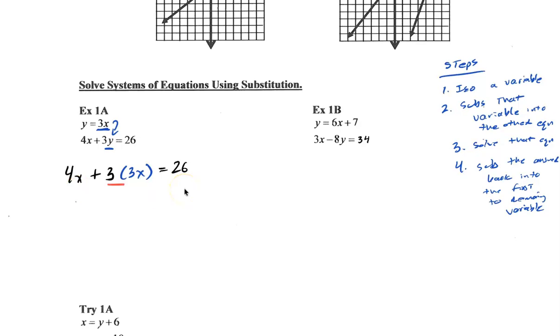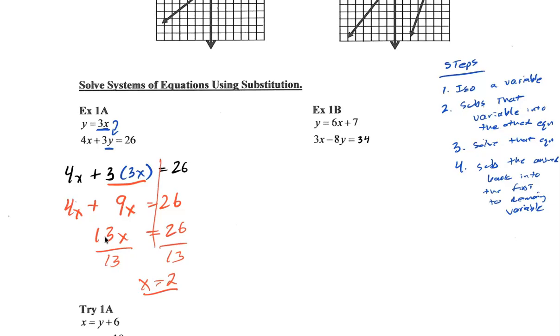So we have 3 times 3x is 9x, plus 4x equals 26. And remember, these are on the same side of the equal sign. So first thing we do is simplify. We can add these up because they're on the same side. So I get 13x equals 26. And now we just have to divide by 13. We have x equals 2. And hopefully you notice that we only solved for one variable.